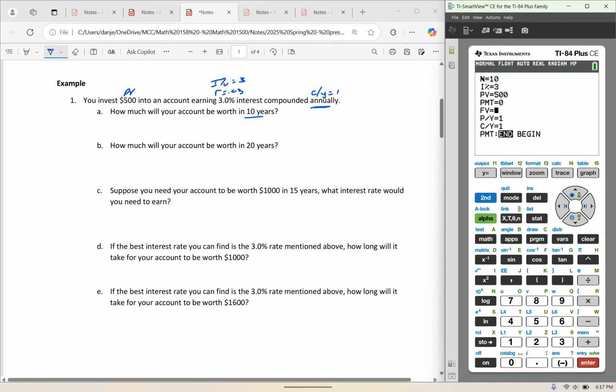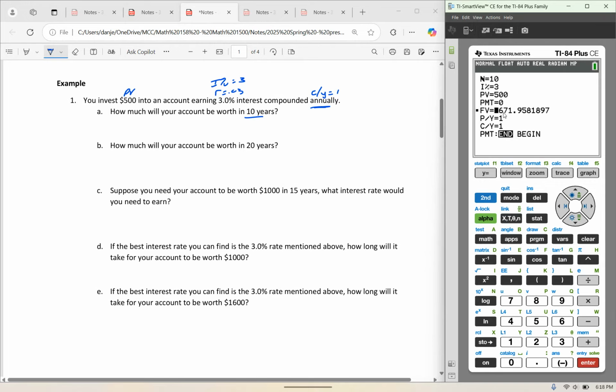I go to FV and I press alpha, enter. Notice that above the enter button, it says solve in green. So I do alpha solve. And there's negative $671.96. Now let's talk a little bit about that negative value.